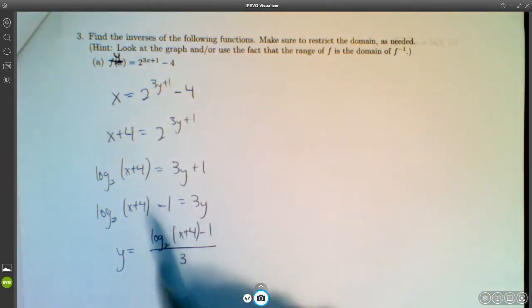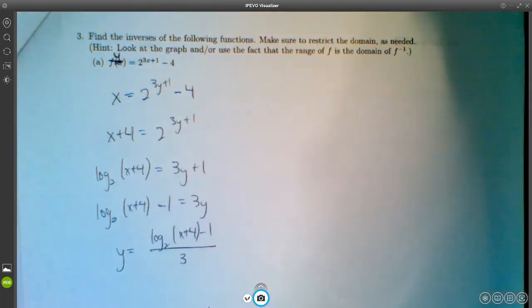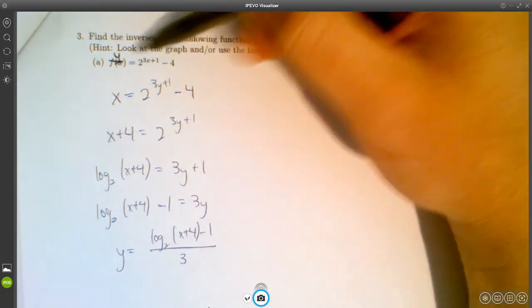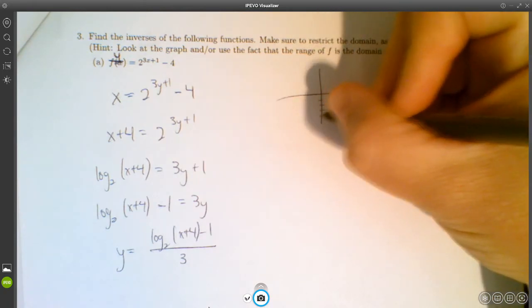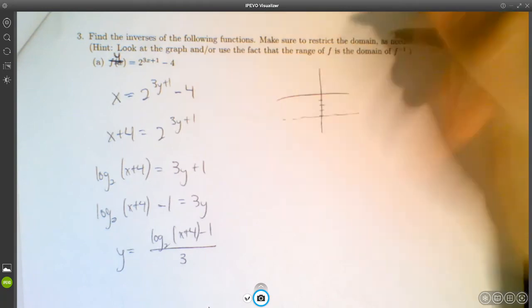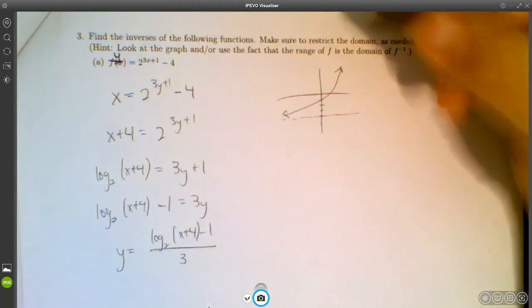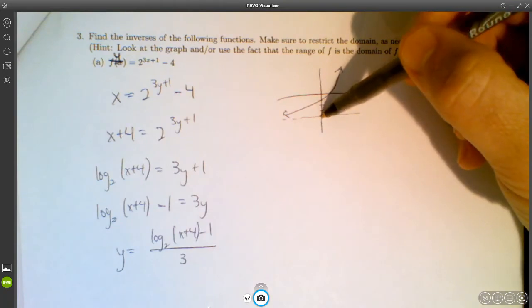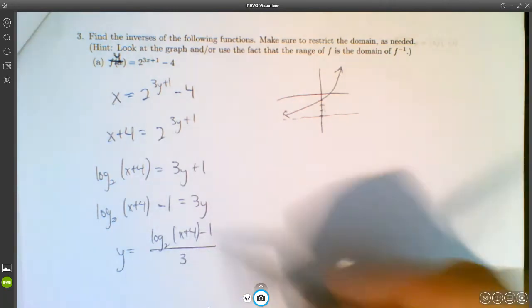The standard domain would be, well, we would need for x plus 4 to be bigger than 0, so we would need x to be strictly greater than negative 4. Is that what we get here? Well, yes, because this is an exponential that's been shifted down 4 units, so it has a horizontal asymptote at negative 4. It's going to look something along these lines, so the entire function is above negative 4. The range of this function is negative 4 to infinity, which is the same as the domain of the inverse.